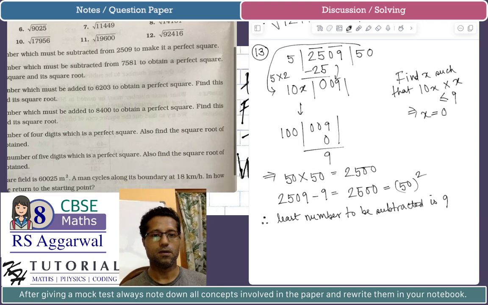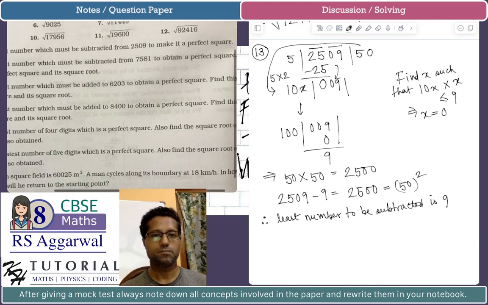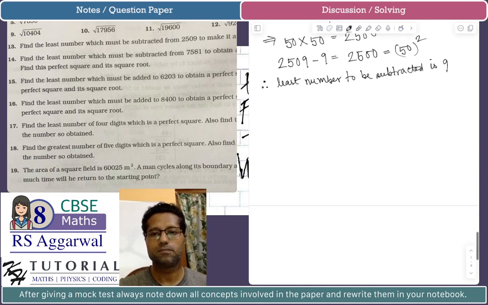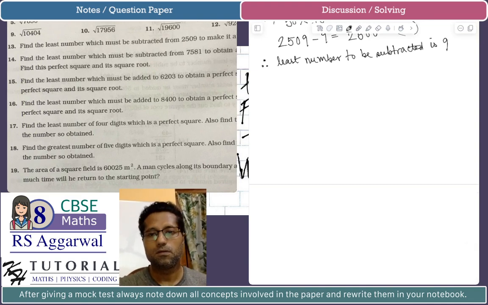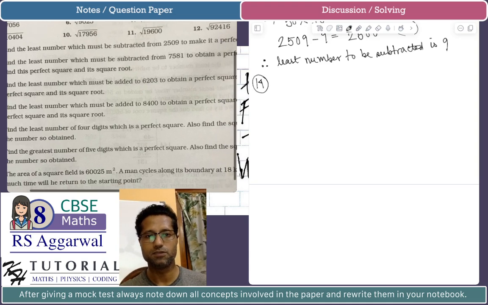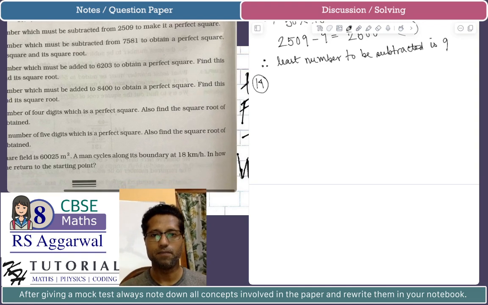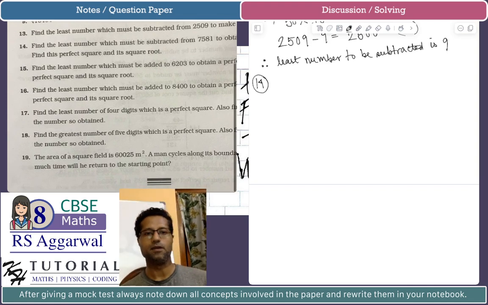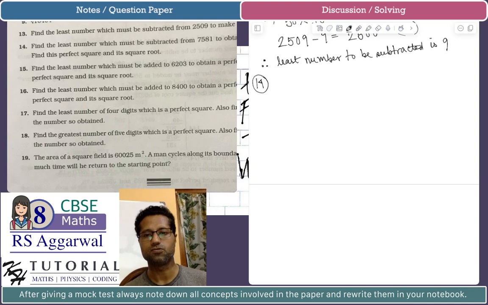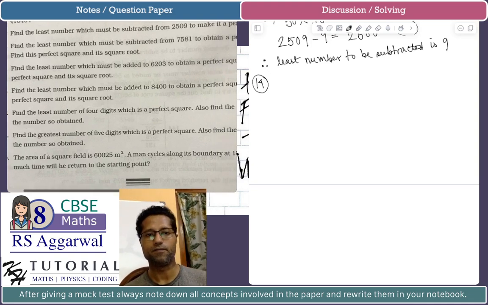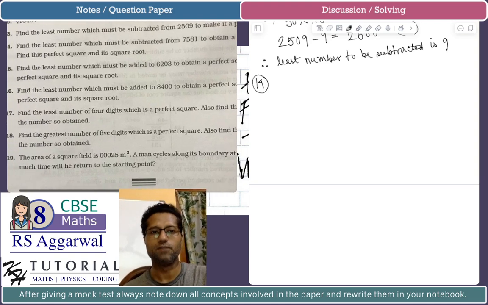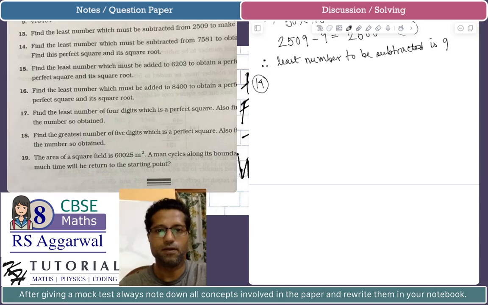Okay, then problem number 14 says, find the least number which must be subtracted from 7581 to obtain a perfect square. This problem is the same as 13, but additionally it is asking to find this perfect square and its square root. Whatever that perfect square is, you have to find the square root of that number. So what is the number given?